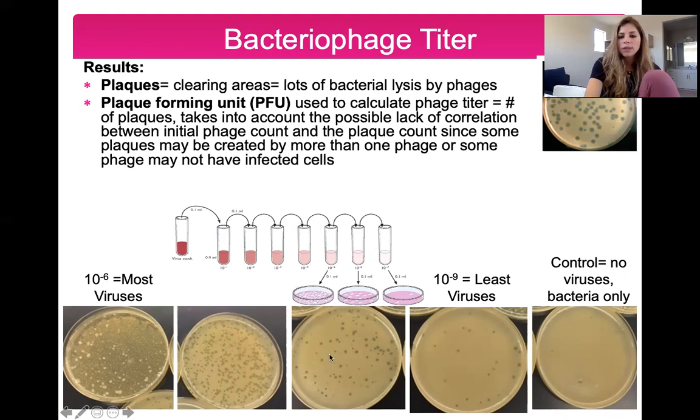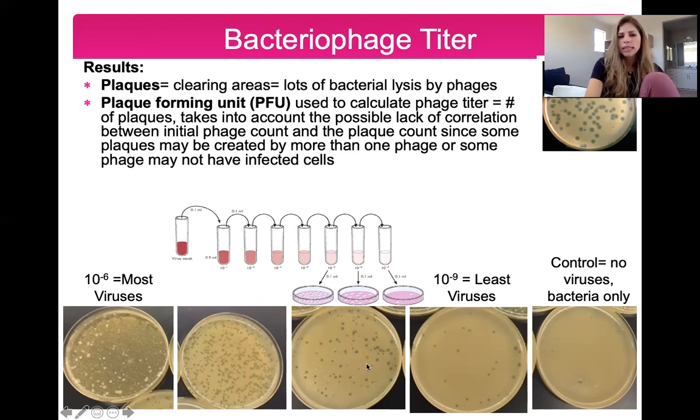So here we go with the control, which is no viruses, then a little bit of viruses, 10 to the minus 9 dilution, a little bit more viruses, 10 to the minus 8 dilution, we see more plaques or clearings, a little bit more viruses because 10 to the minus 7 dilution, and then the most amount of viruses, which is 10 to the minus 6 dilution, we see a lot of clearings.